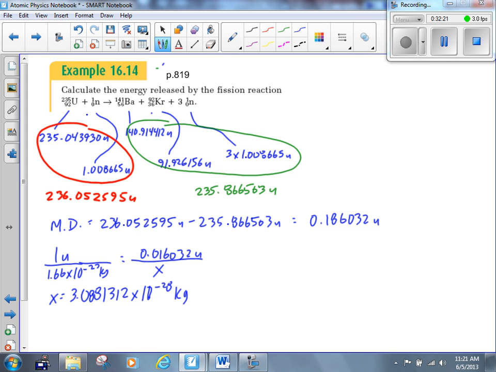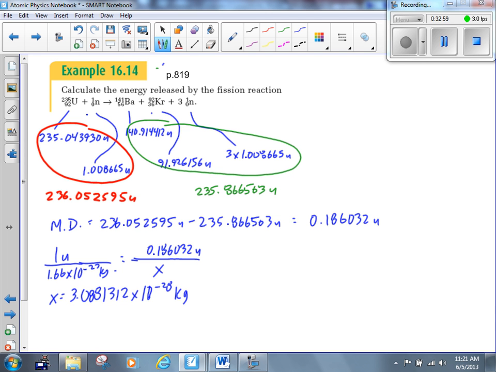So 1 over 1.66 is 0.01 over x. The x goes up by multiplying. The 1.66 goes up by multiplying. And in effect, you end up multiplying that number with that number. Yep. Sorry, not 0.016. I don't know where I got that from. It should be 0.186032. The number that we have on the bottom there is still correct, though.